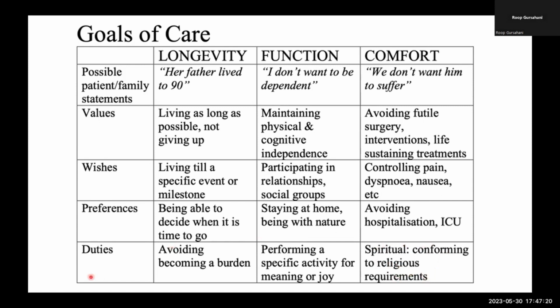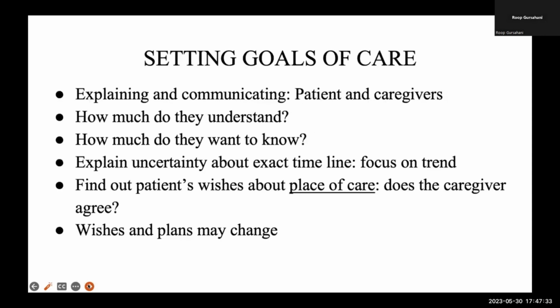So you have to discuss this with the family, and then these issues kind of come out. It's not something that takes long discussions, but if it's a familiar patient, then it is not very long before you do understand this. And then you explain and communicate this, find out how much they understand, how much they want to know. You may have to explain uncertainty.